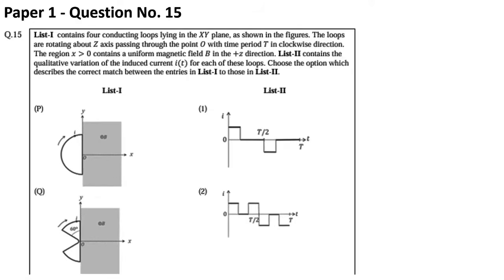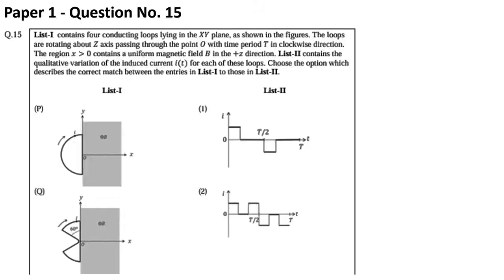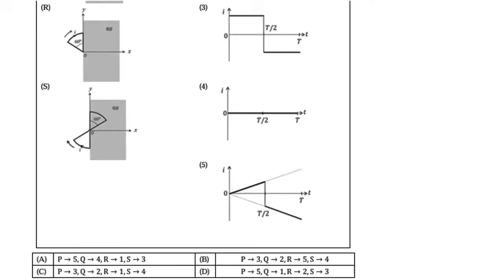And for R, the diagram is like this. So for R, it becomes option number 1, right? Because in option number 1 there will be current only for the T by 6 part and no current for the remaining part, right? So it will be like this. And when the loop goes downward, the exact same current will be negative, which is there in all the options 3, 2, and 1. And for S, option number S. Can you show me the S diagram? Yes. The diagram looks like this.